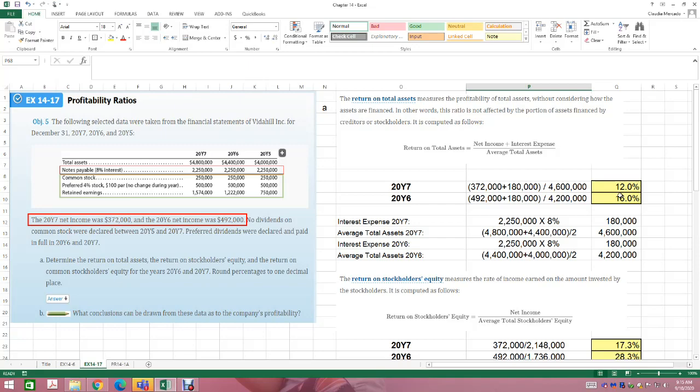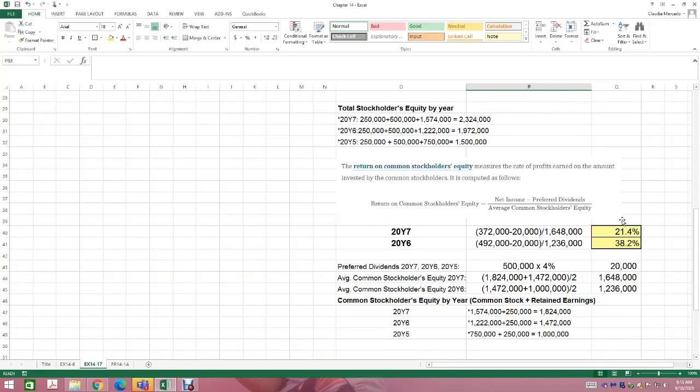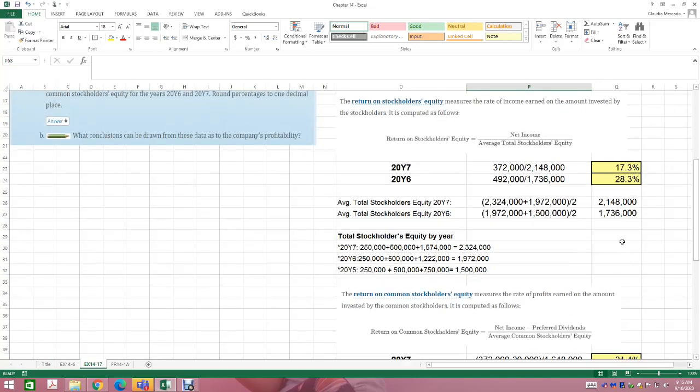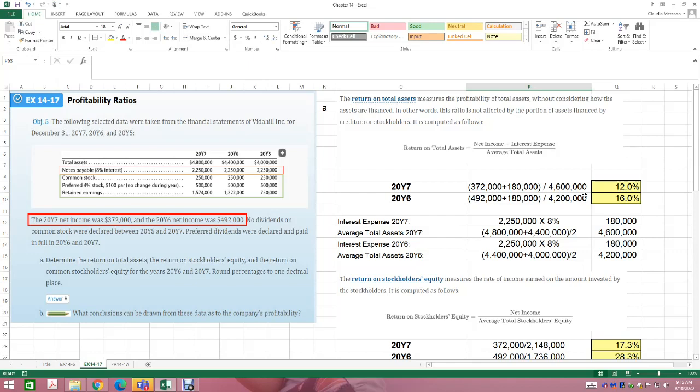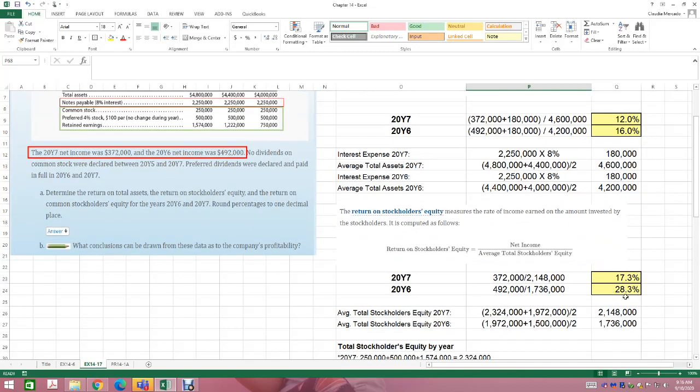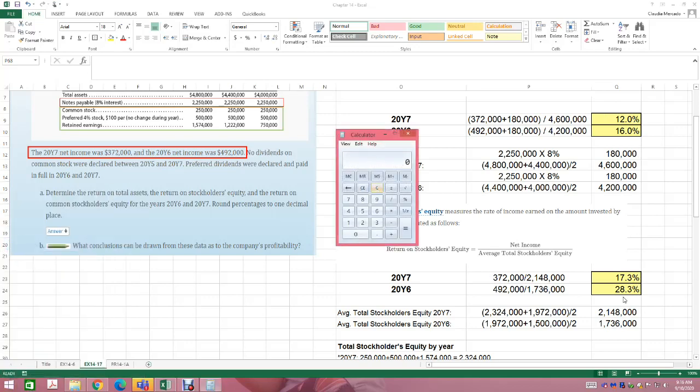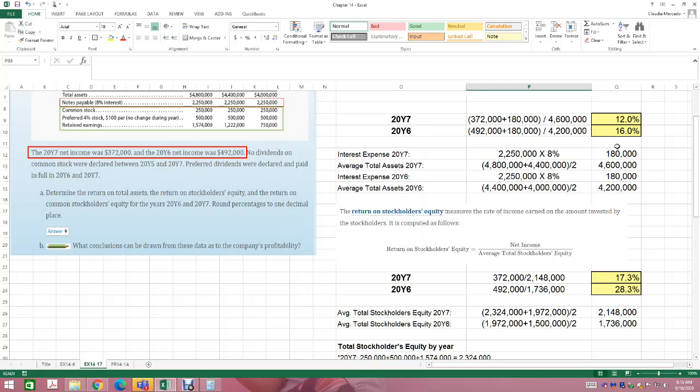But this leverage is greater in 20Y6. If we look at 20Y6 and compare, our leverage is much greater in 20Y6 than in 20Y7, because the return on total assets exceeds the return on common stockholders equity by a greater percentage in 20Y6. So it's 28.3 minus 16, that's 12.3, versus 17.3 minus 12, that's 5.3. I had a greater difference between the two ratios in 20Y6 than in 20Y7.